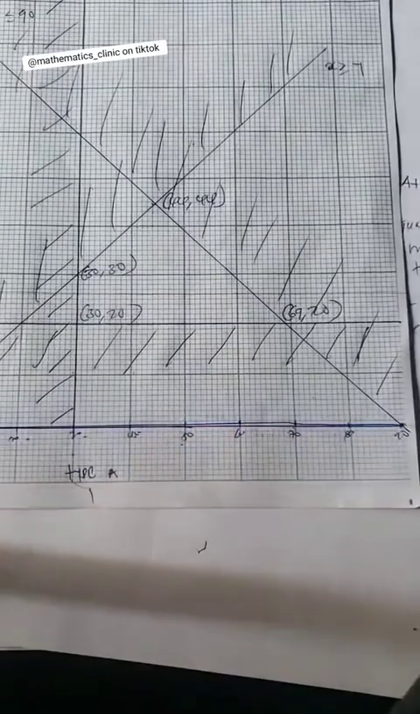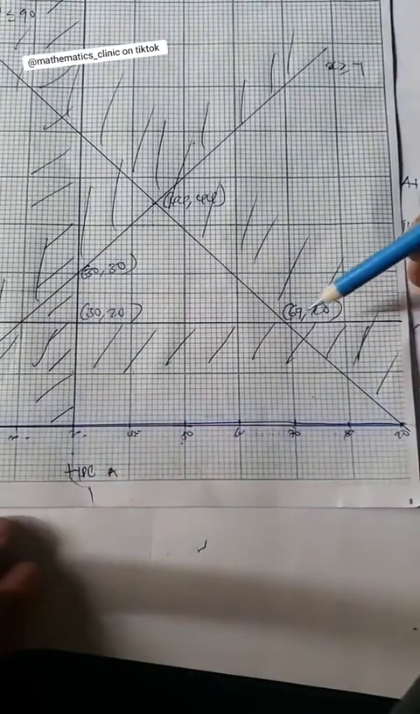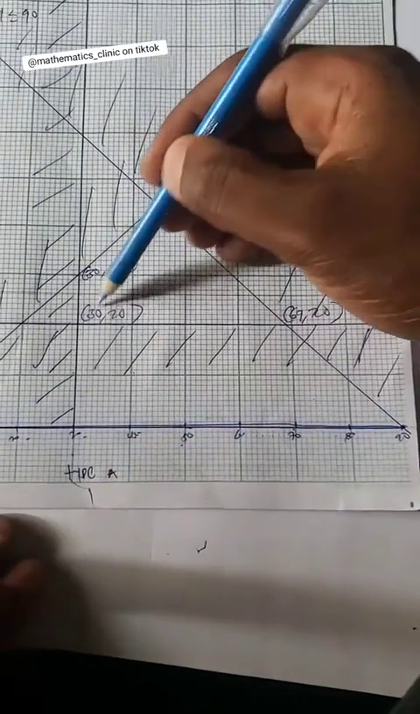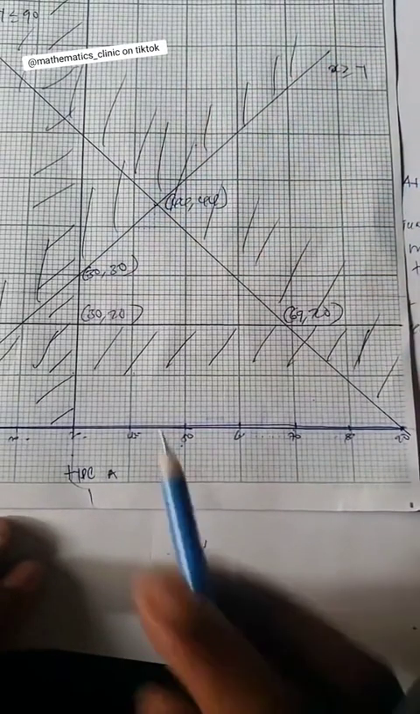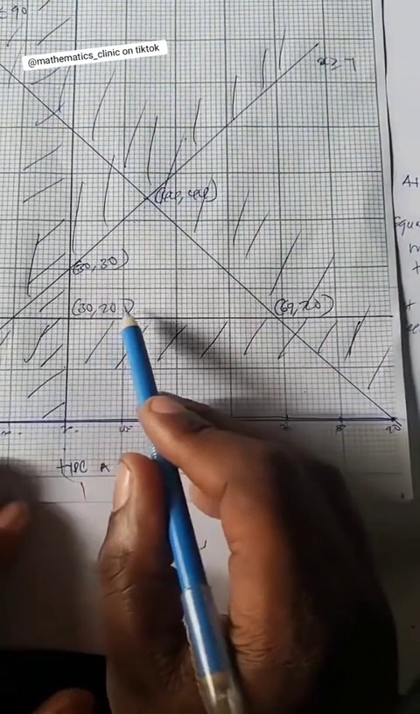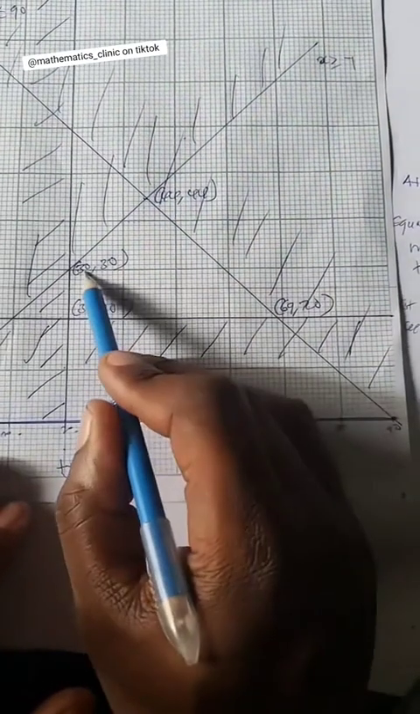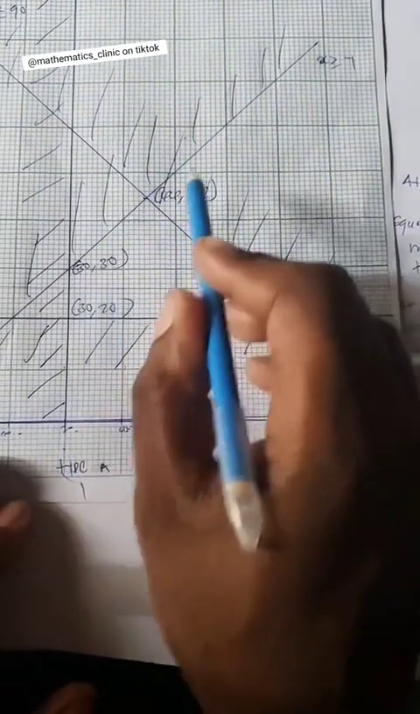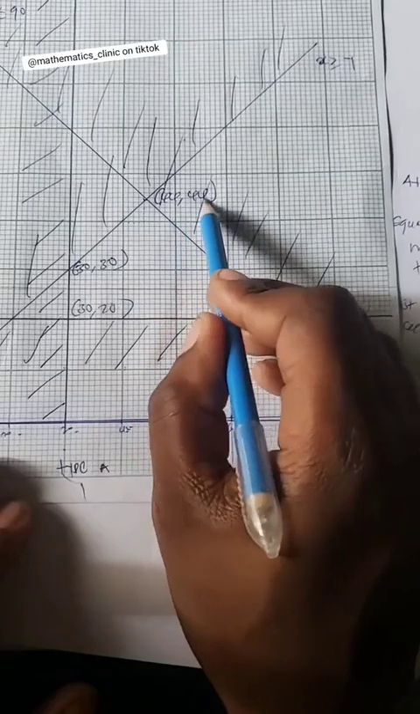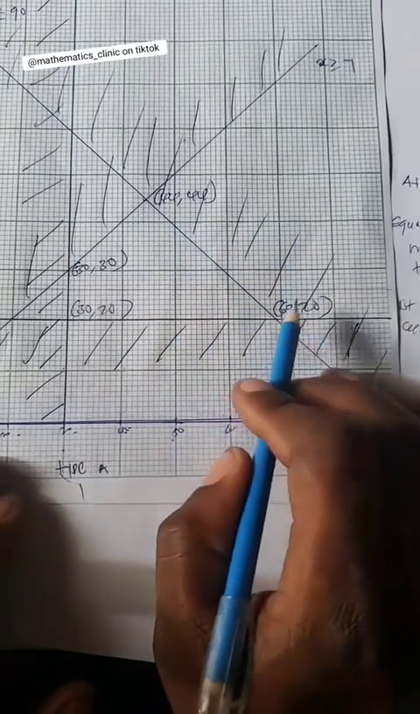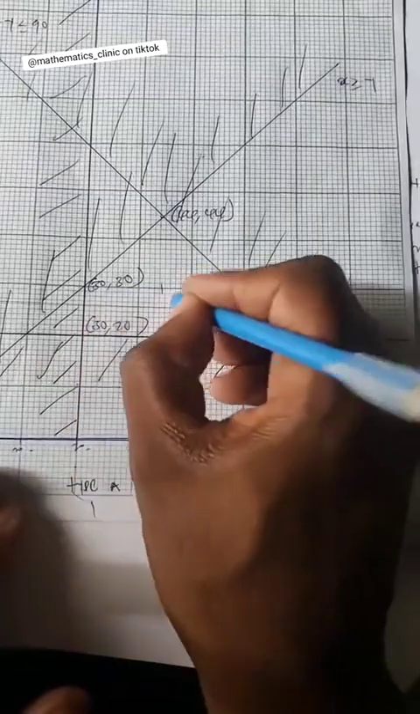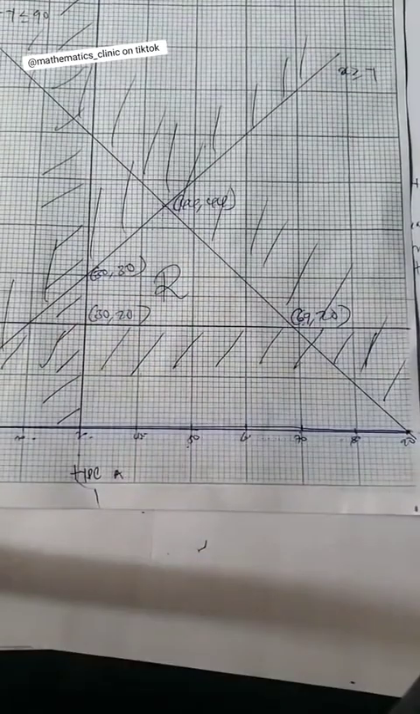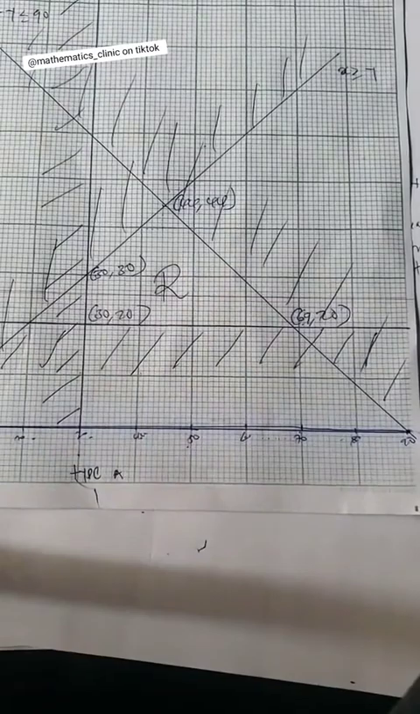So these are points. All right. Remember, I read my x-axis, then I read my y-axis. All right. So meaning that we have 30 type A cakes, 20 type B cakes; 30 type A, 30 type B; 44 type A, 44 type B; 69 type A, 20 type B. So this is how we get the region. We have answered this one.